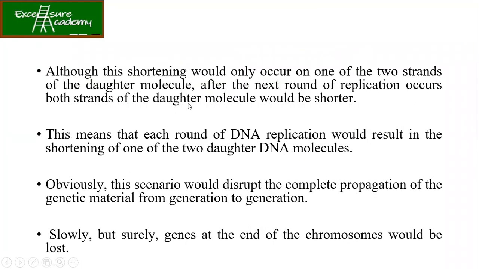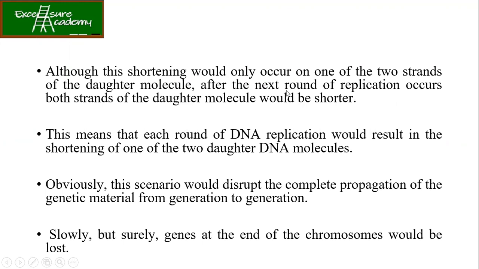ठीक है? Although the shortening would only occur on one of the two strands of the daughter molecule, after the next round of replication occurs, both strands of the daughter molecule would be shorter. तो अगर हम ऐसे ही repeat करते रहेंगे तो क्या होगा, हर एक generation में हर एक daughter molecule, हर एक daughter cell को छोटा ही DNA मिलता जाएगा, and eventually what will happen, the cell is going to lose the important part of the DNA sequence.